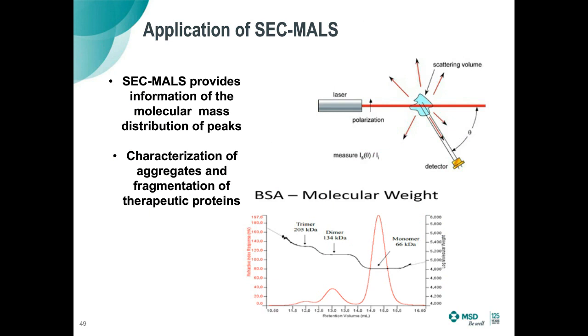Application of SEC-MALS, as mentioned, can really help to assess the distribution in your peaks without collection of them, and you can really do it online during separation. You can look at the polydispersity of the molecular weight across a peak to see if there are multiple forms under one peak in the dimer and monomer, and it can really help identify fragments and aggregates.